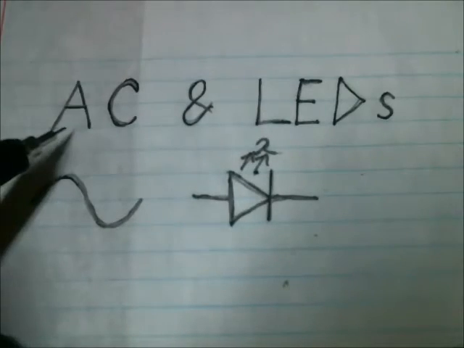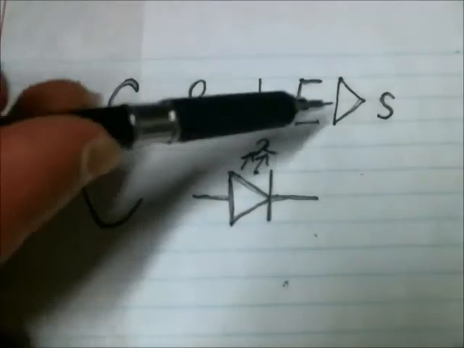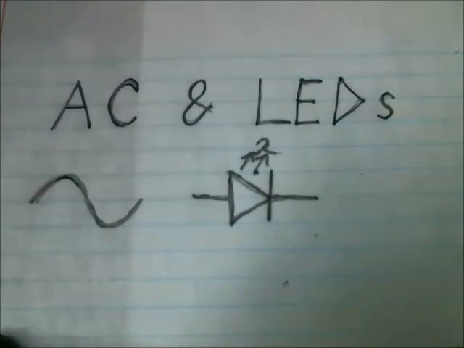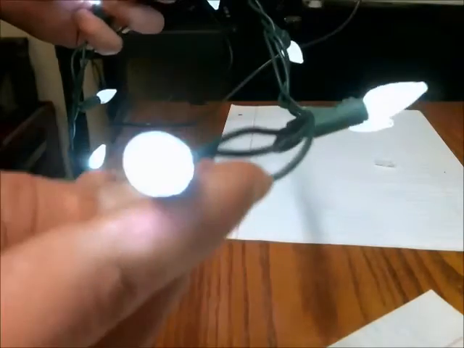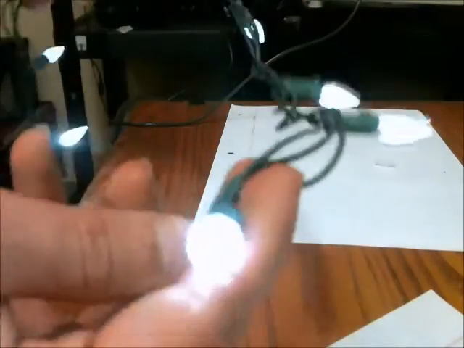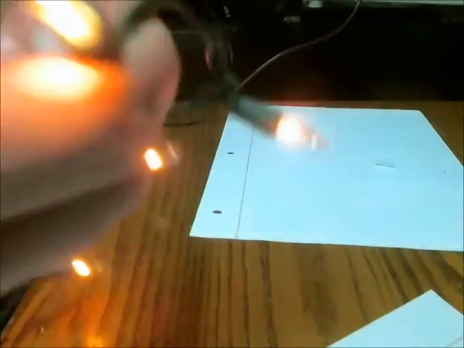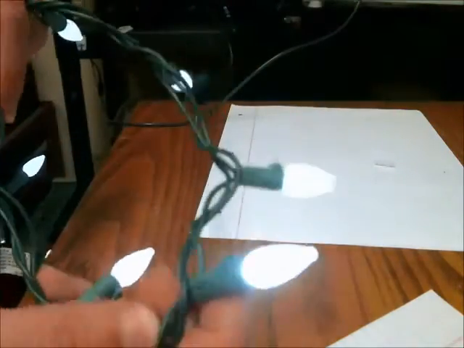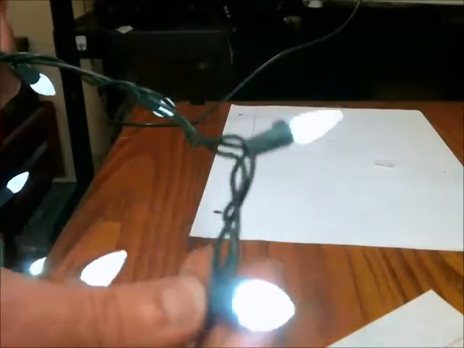In this video, I'm going to talk about alternating current and light-emitting diodes and the issues that can arise when you use them in combination. Several years ago, they came out with these LED string lights, which were made to replace the tungsten filament string lights. That's a good idea, because not only do LEDs last longer, they're also much more efficient. They use less power.